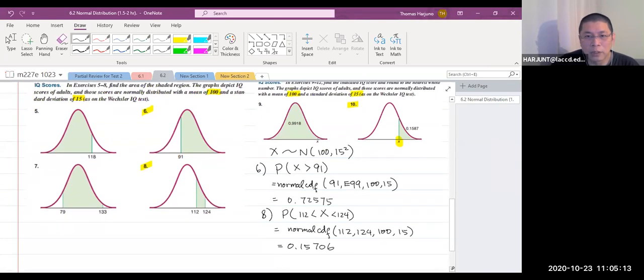Finally, for number 10, let me squeeze number 10 there. Probability, because I want you to see the picture also. The probability that X is greater than lowercase x, right? They use lowercase x. You can use K instead if you like, is equal to 0.1587.